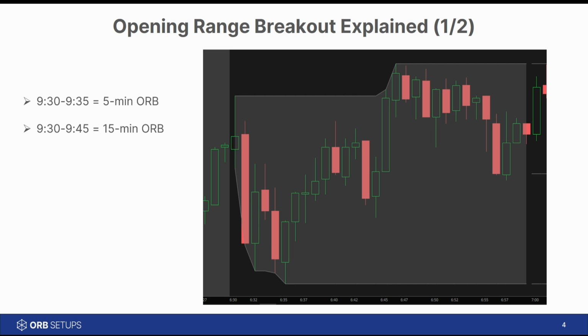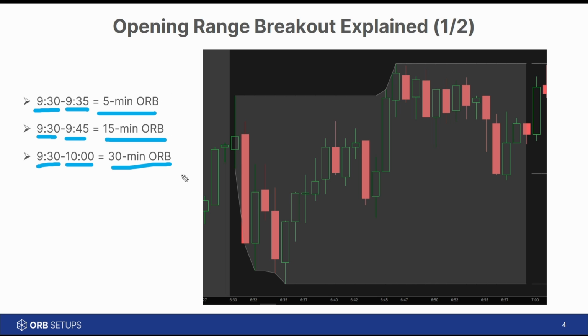Now, once you take the price that's established in the first 5, 15, and the 30-minute ranges, you have what we call the 5, 15, and the 30-minute ORB. The 5-minute ORB takes place from 9:30 a.m. Eastern to 9:35 a.m. Eastern. The 15-minute is the first 15 minutes of the market, so from 9:30 to 9:45, and the 30-minute is from 9:30 to 10 a.m. Eastern.